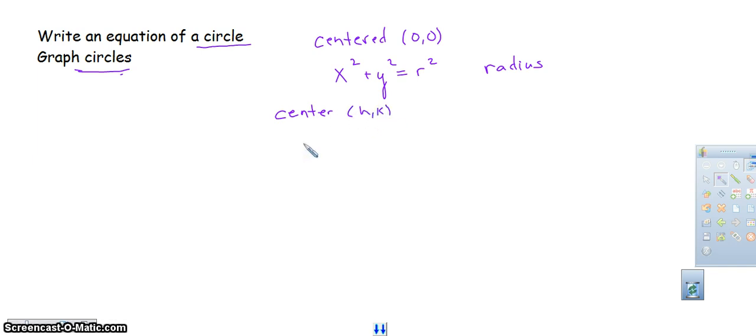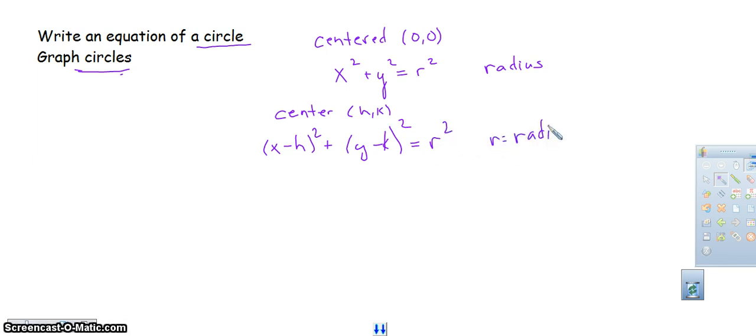A basic circle centered at the origin. So if you have one centered at 0, 0, which doesn't happen very much, it's just x squared plus y squared equals r squared, where r is the radius of the circle. If it's not centered there, if it's centered at (h, k), so it has a center other than 0, 0, you have x minus h squared plus y minus k squared equals r squared. So (h, k) is your center and r is the radius.